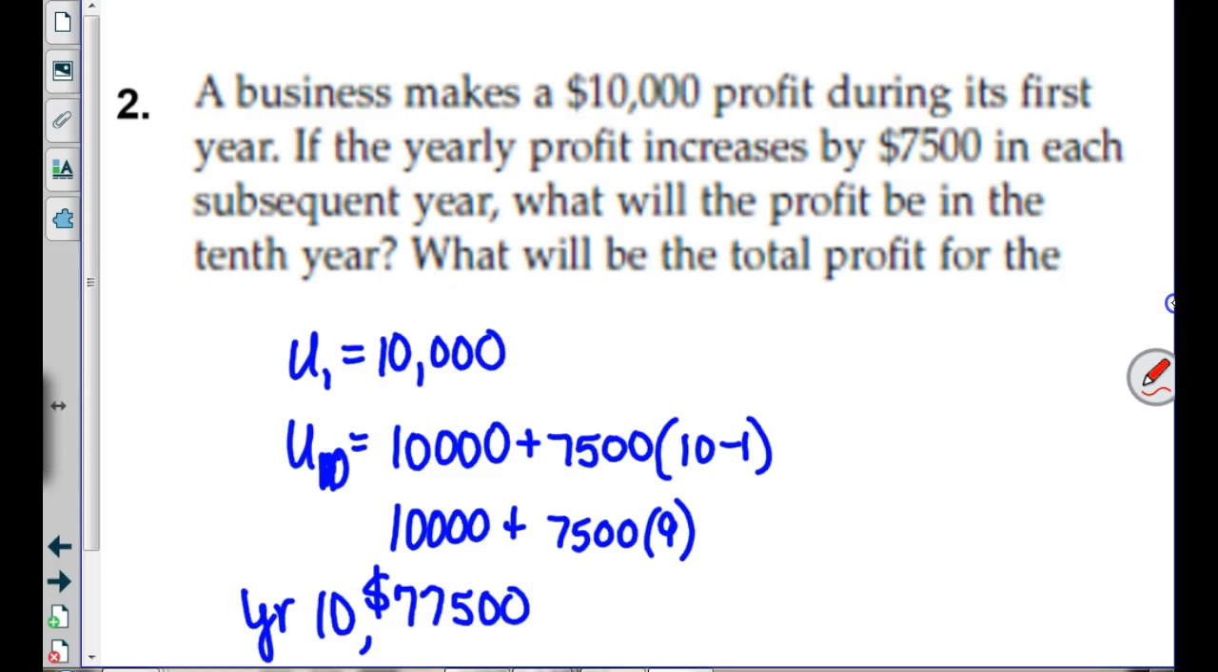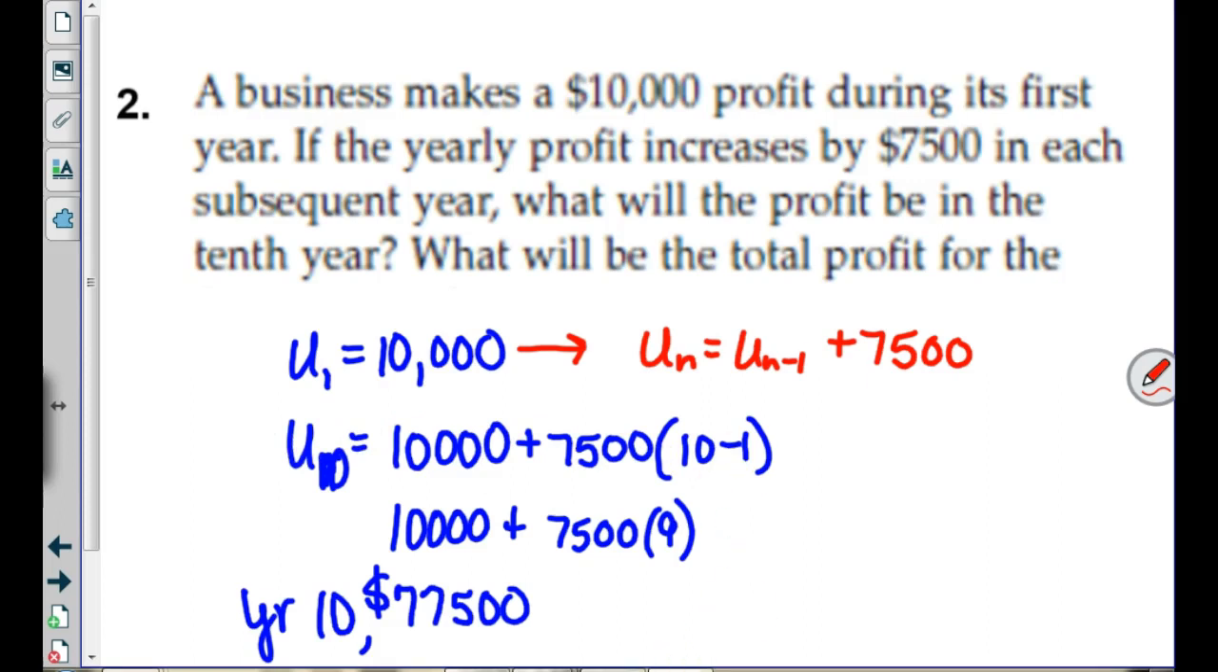Couple things I want to add to this question. Could you write this as a recursive sequence? Can anybody figure out how to do that? That it? Take the previous term, add 7,500, right? The first term was 10,000. But this is the formula for recursive. We would have to keep doing it to get out to year 10. This was the explicit form.